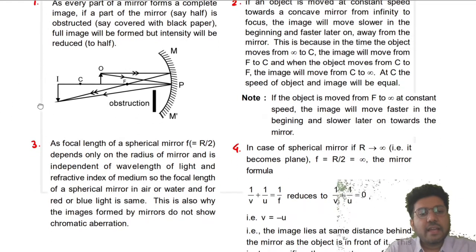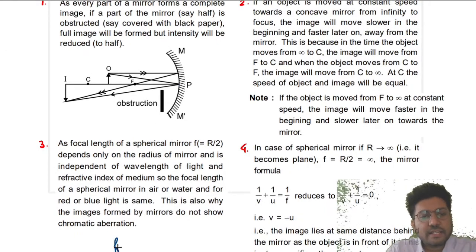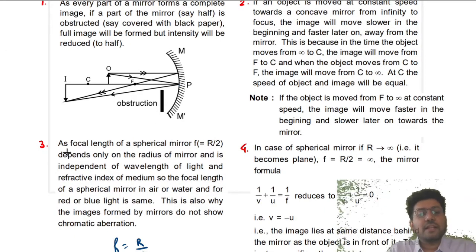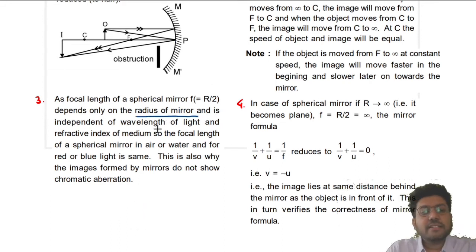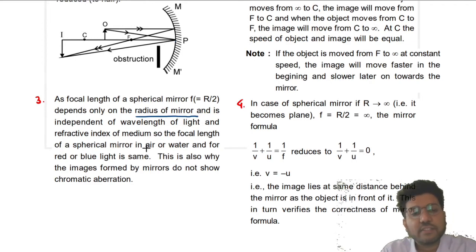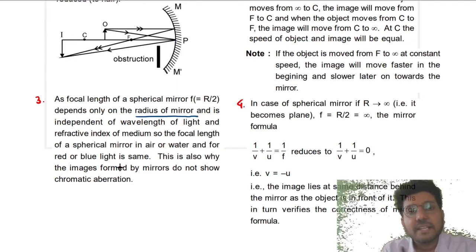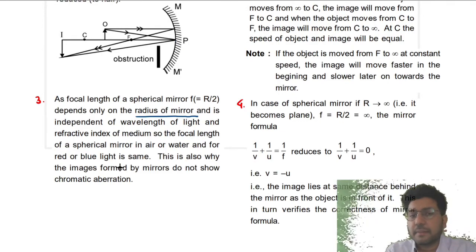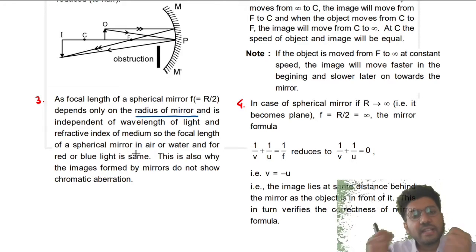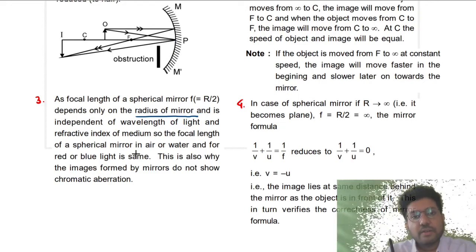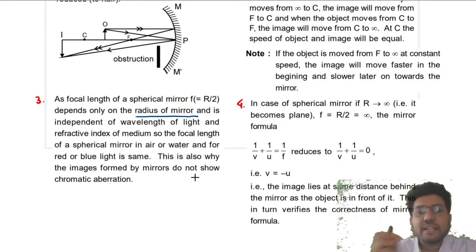Then second, the focal length of a spherical mirror is a constant, that is f is equal to r by 2. It depends only on the radius of the mirror, and it is independent of the wavelength of light and the refractive index of the medium. You know that the focal length of a mirror is independent of the refractive index of the medium. So the focal length of a spherical mirror is the same whether in air or water or whichever medium you take. Mirror focus will not change. That is why mirrors do not show chromatic aberration.